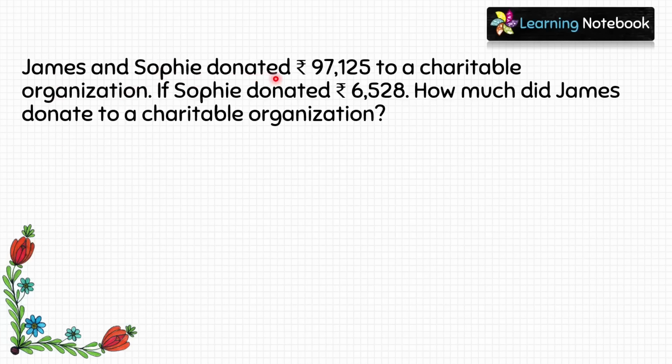Amount donated by James and Sophie equals to rupees 97125. Amount donated by Sophie is given as rupees 6528. So to find amount donated by James, we will subtract these two numbers. So to subtract these two numbers, write them in column and start subtracting them from ones place.